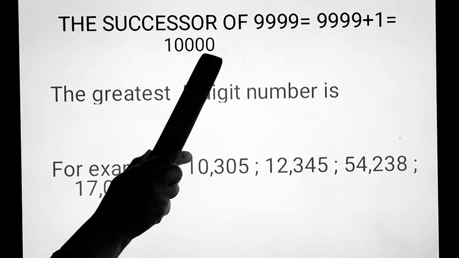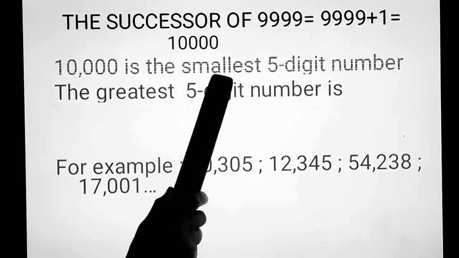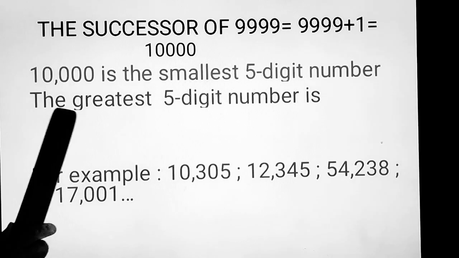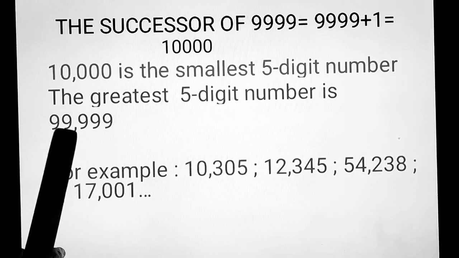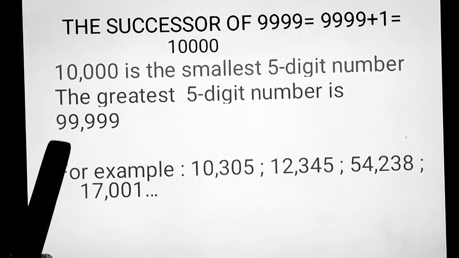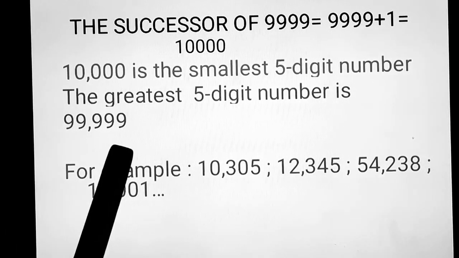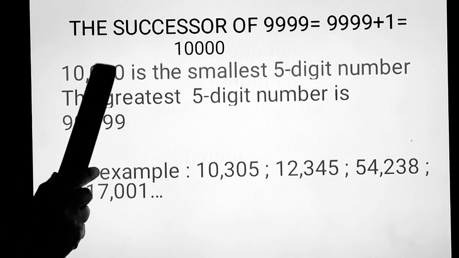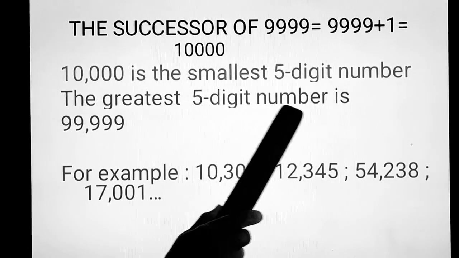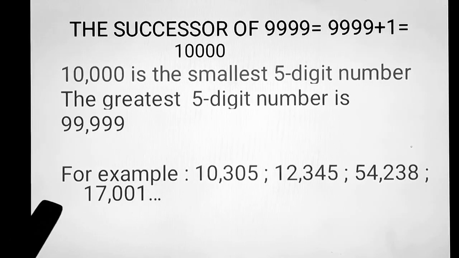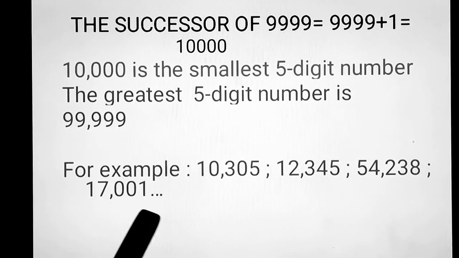We get 10000. 10000 is the smallest 5 digit number. So what is the greatest 5 digit number? Yes, the greatest 5 digit number is 99999. All the numbers between 10,000 to 99,999 are called 5 digit numbers. For example, all these are examples of 5 digit numbers.